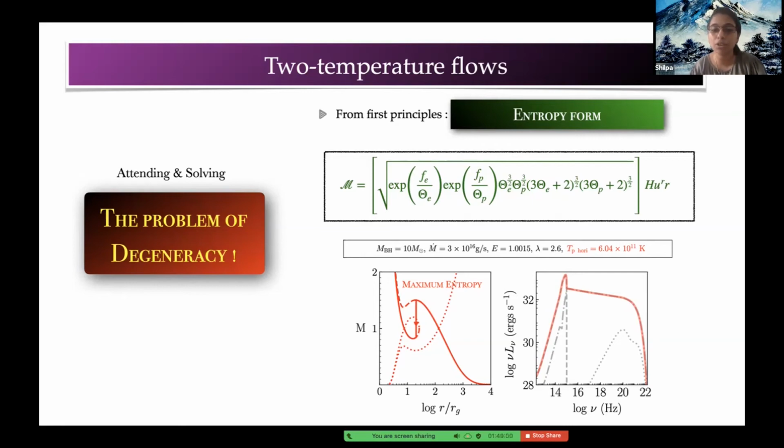that the maximum entropy solution was this one, where the global solution passes through an outer sonic point, then harbors a shock, and then passes through the inner sonic point. The sonic point is where the Mach number is 1, where the velocity is equal to the sound speed. And on the right hand side, we can see the corresponding spectrum. So for these constants of motion, this is the correct solution.